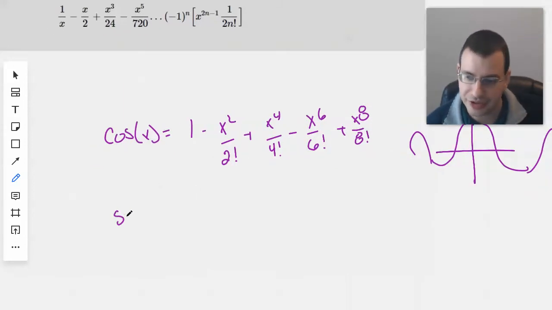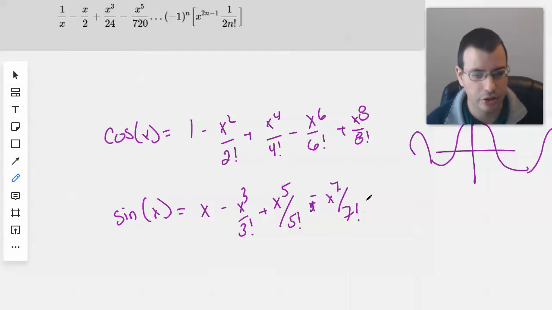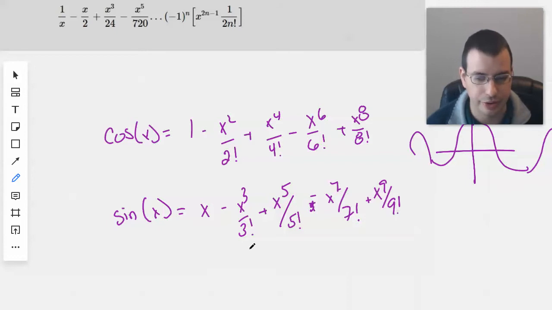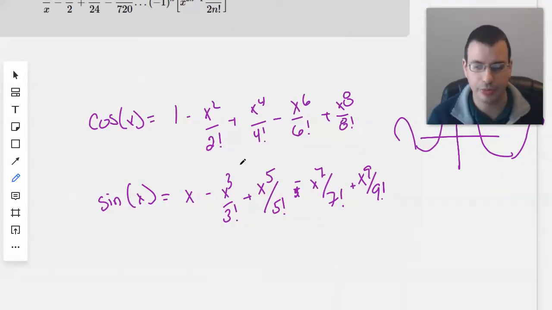So then you have sine of x equals x, and then it follows the same pattern, but it uses the odd values. Minus x cubed over 3 factorial, plus x to the 5th over 5 factorial, minus x to the 7th over 7 factorial, plus x to the 9th over 9 factorial. And the way I remember this one is the first term.